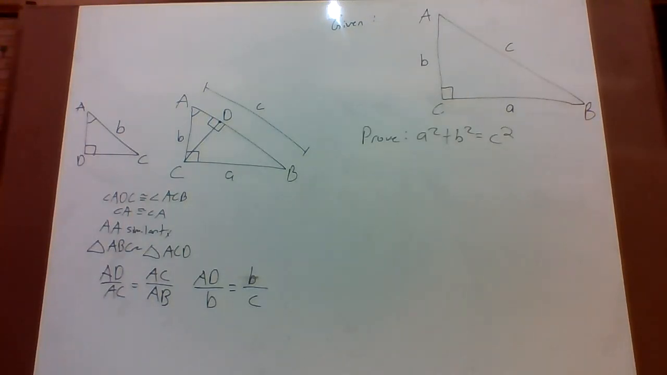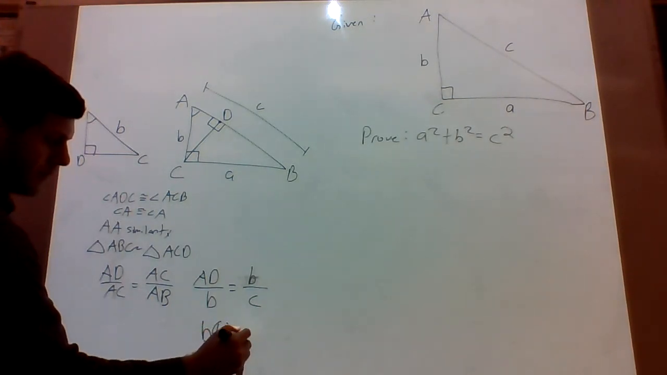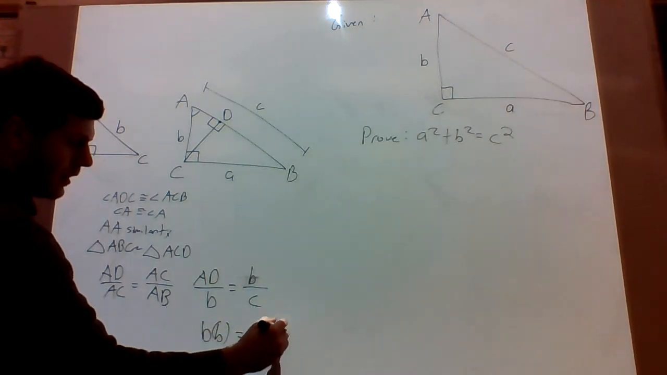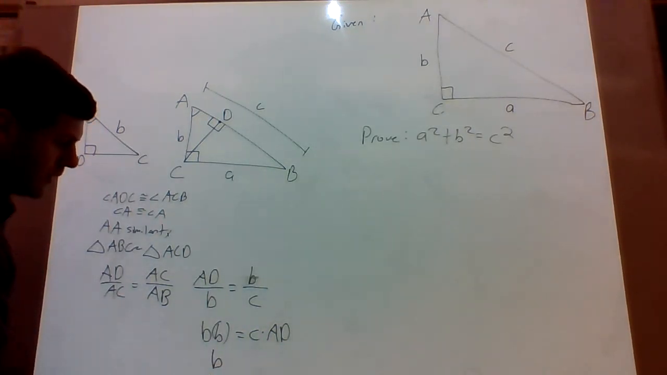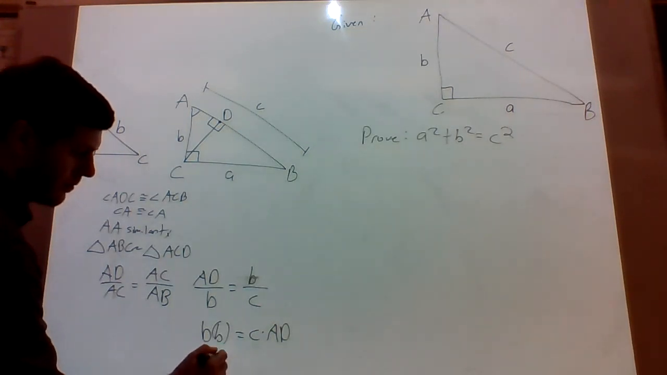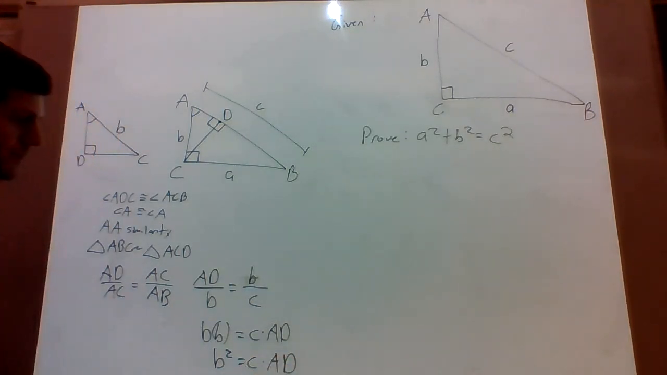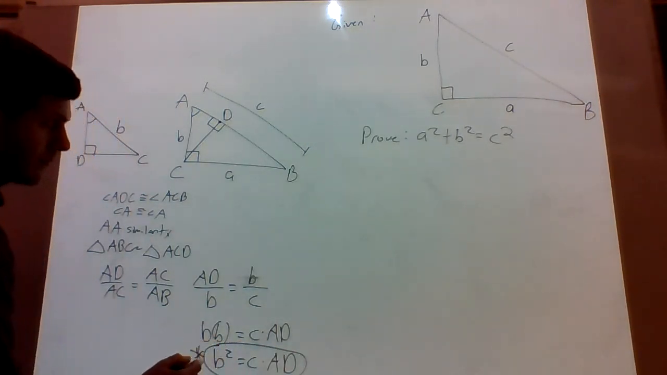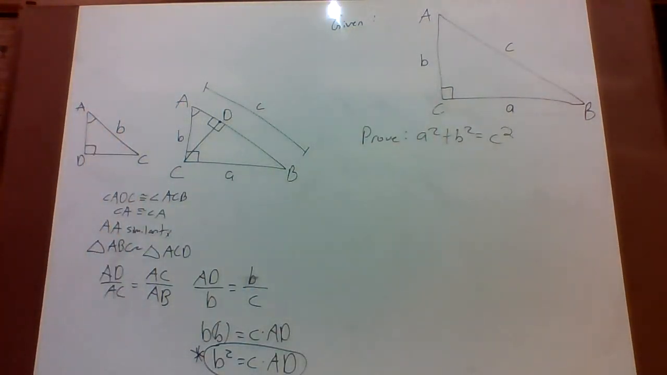From here, we can cross multiply. B times B equals C times AD. B times B is B squared. So B squared equals C times AD. We want to hold on to this equation. I'm going to star it, maybe even circle it. So we have B squared. Now we need to find what A squared might be.